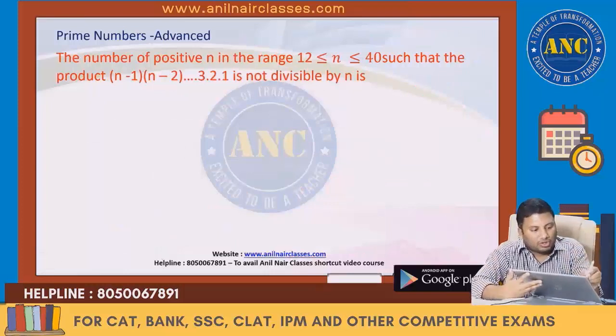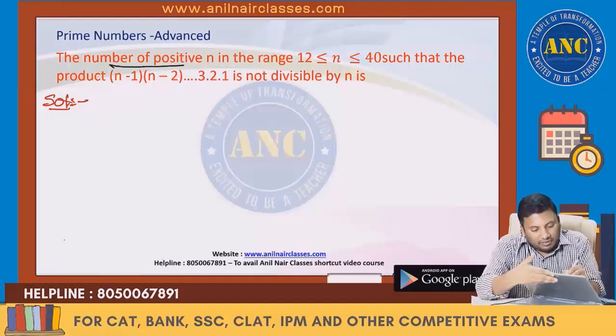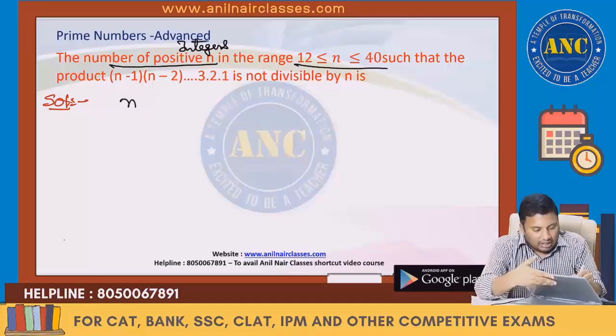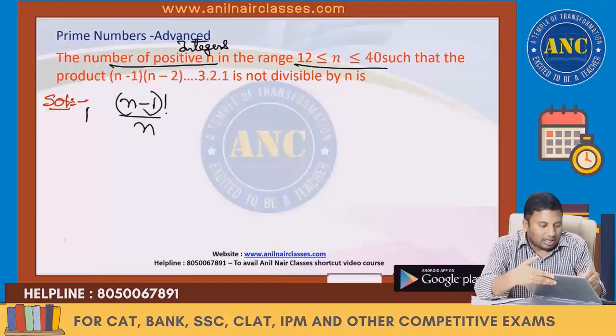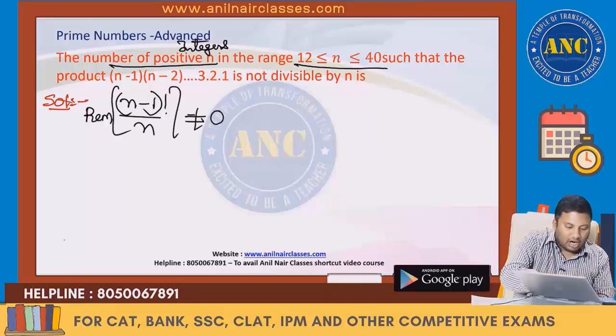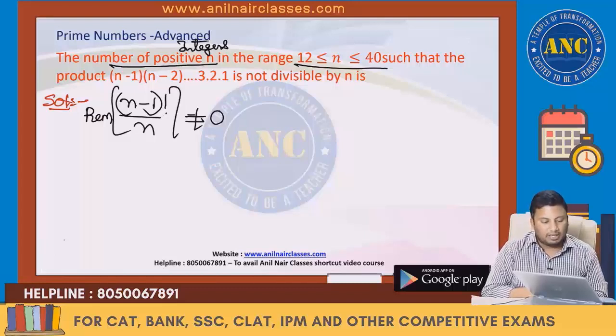Write down one more question. The number of positive integers n in the range 12 to 40 such that n minus 1 factorial is not divisible by n. That means remainder should not be 0, because the question says it is not divisible. N minus 1 factorial divided by n is not divisible by n. Concept.